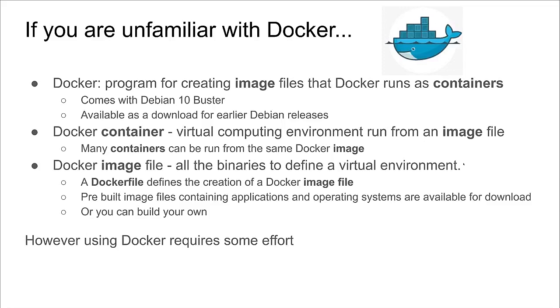And the image files get created by Docker files which spec out exactly what goes in and what sort of configuration has to happen there. Now, pre-built image files containing applications and operating systems are available for download on Docker Hub, or you can build your own. But the point is that Docker is fairly well proved out. It's available everywhere. And if you're running Buster or later, it's just an apt-get to install it. But it does require some level of effort.